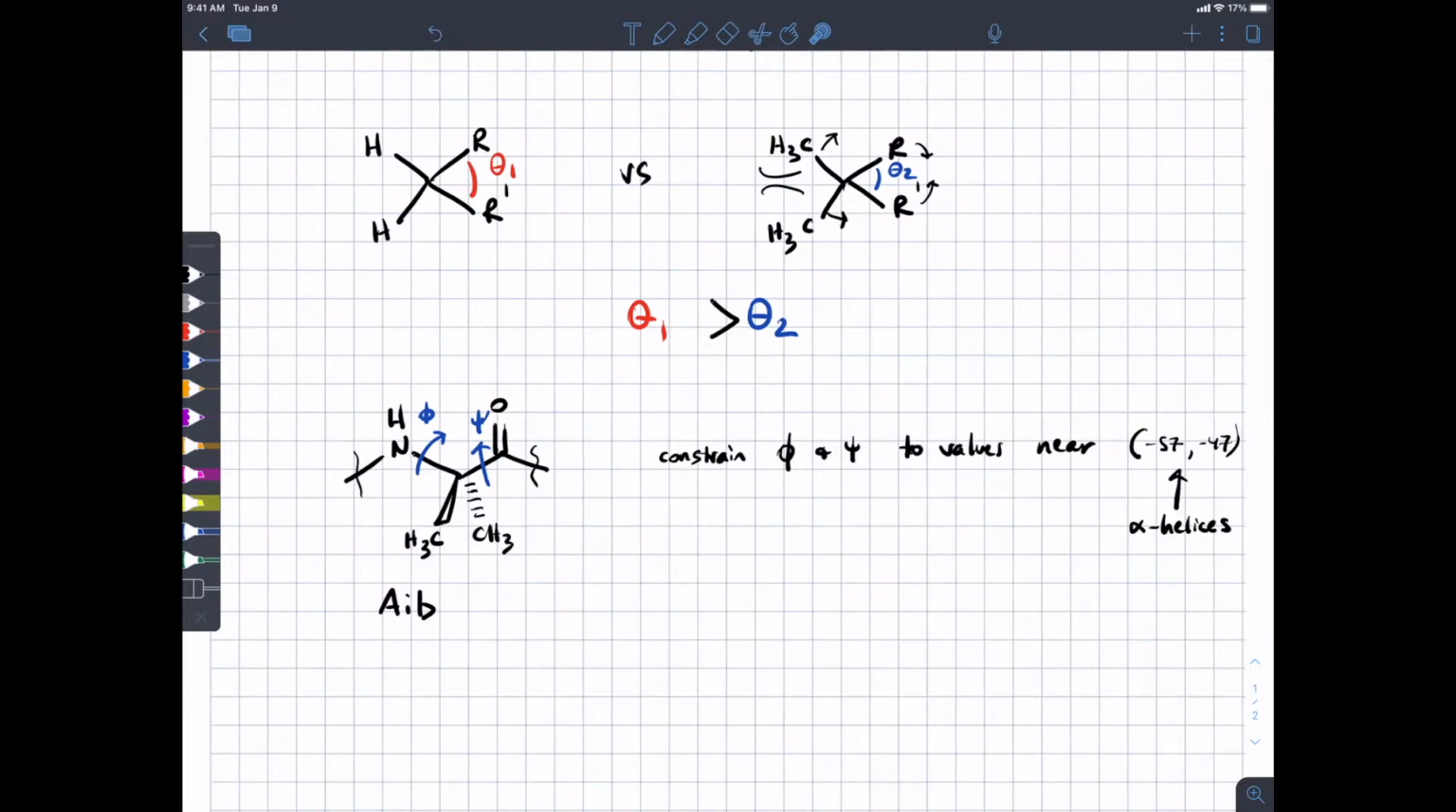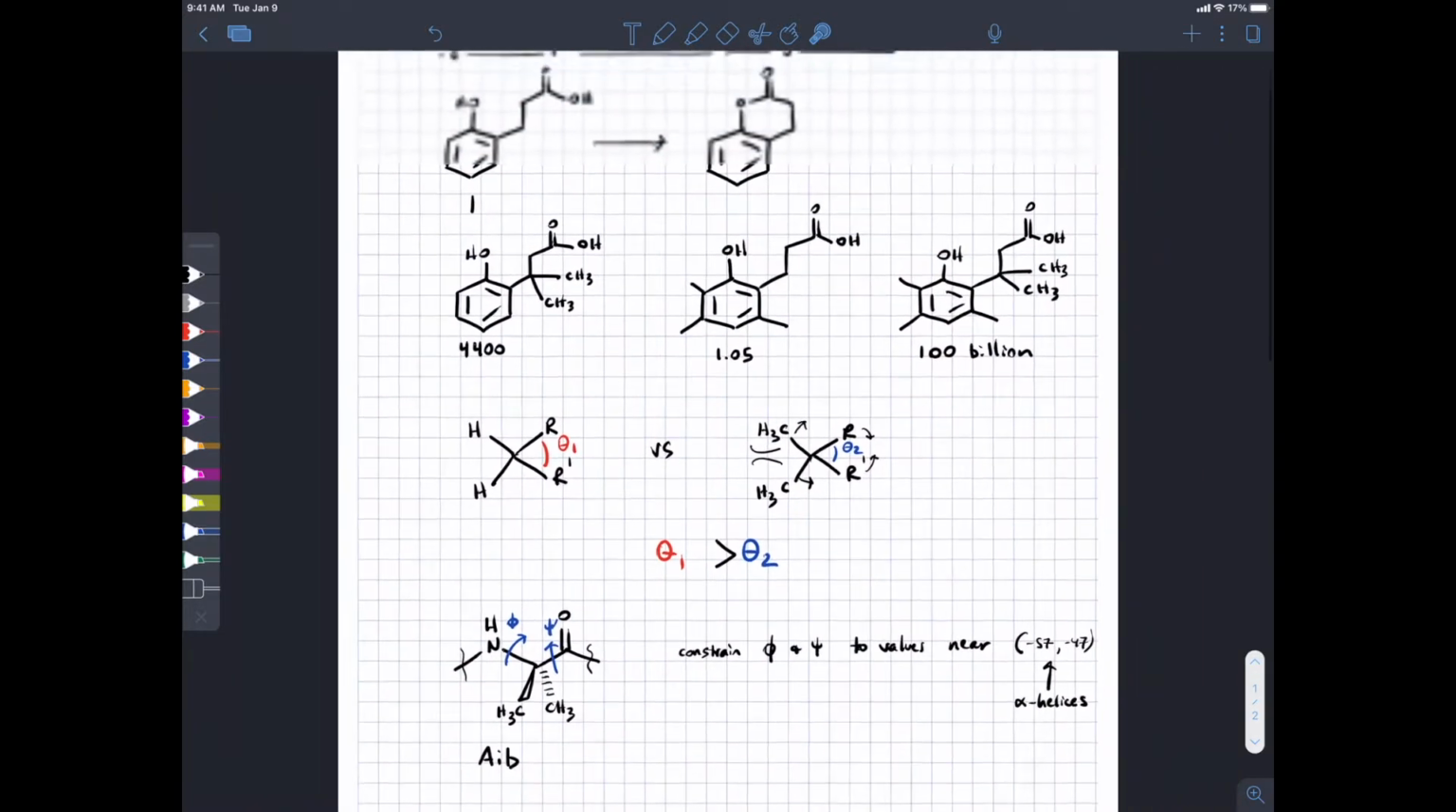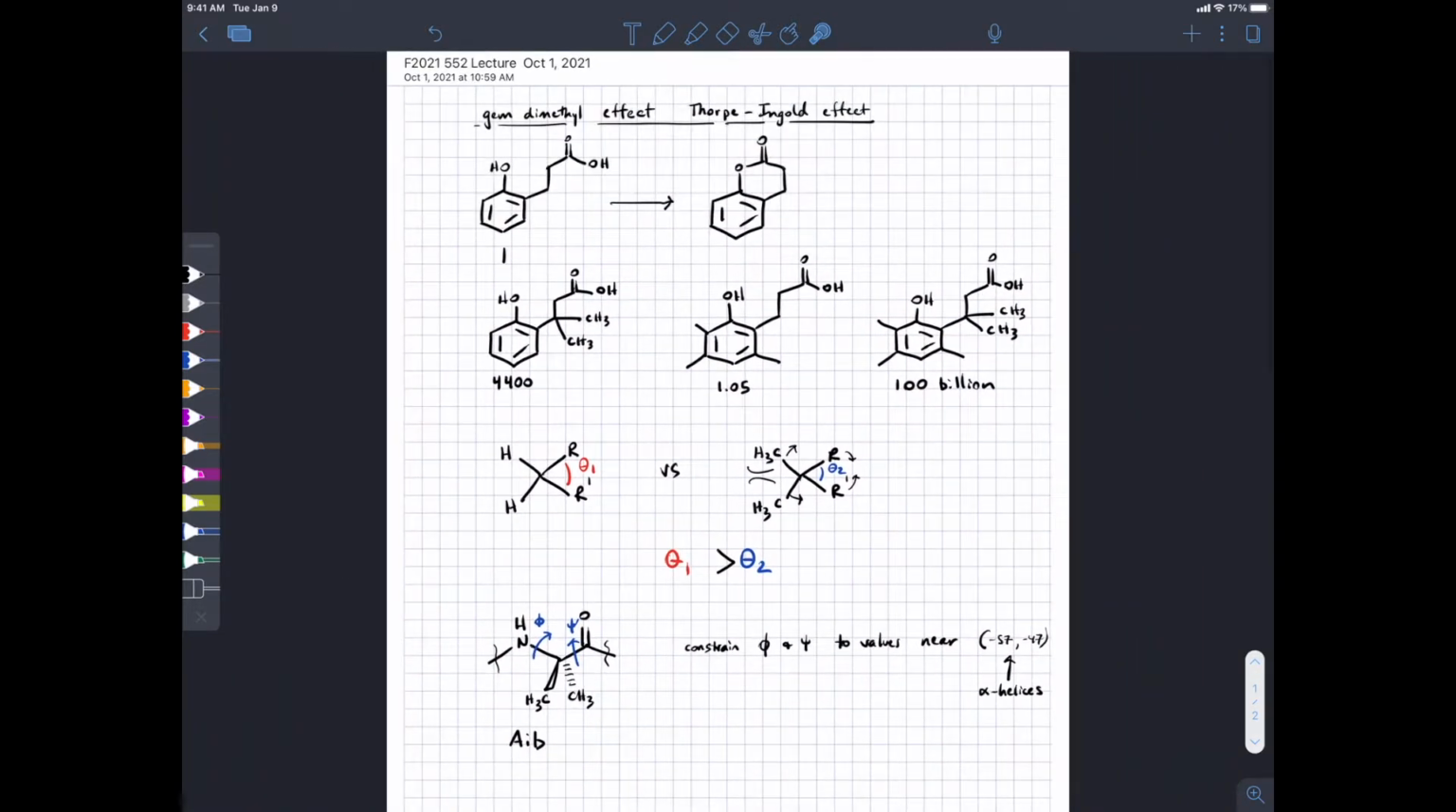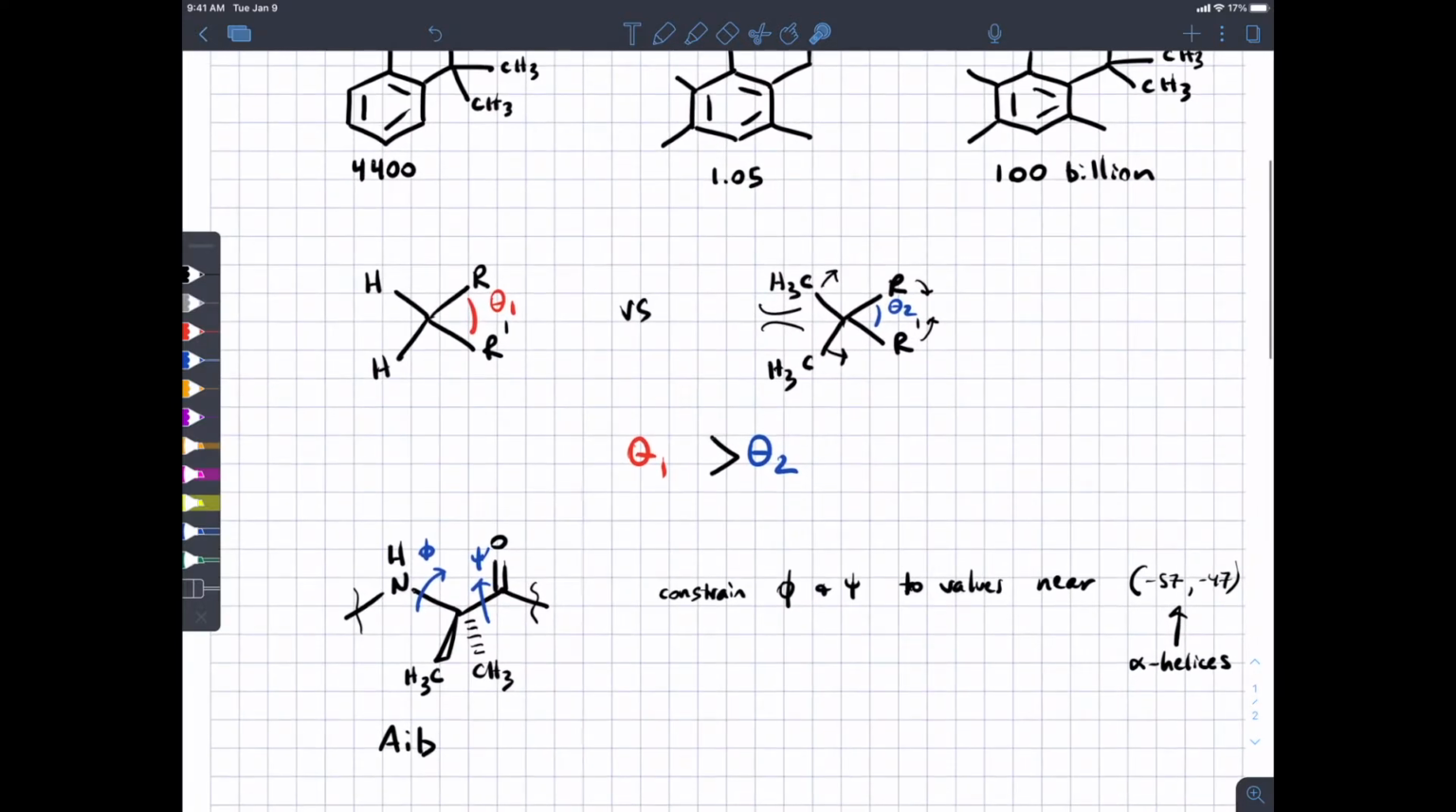All right. So any questions you want to ask about that? Another way people will talk about amino acids that are like AIB, they'll call them alpha-alpha disubstituted because they have two non-hydrogen things on the alpha carbon.